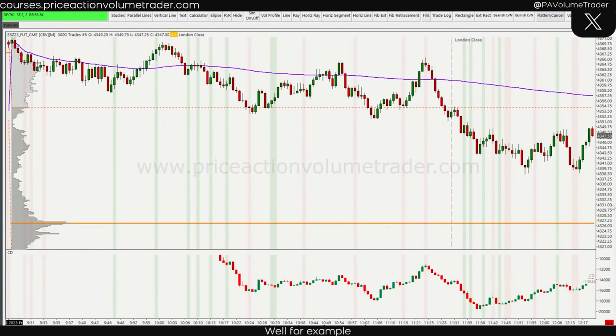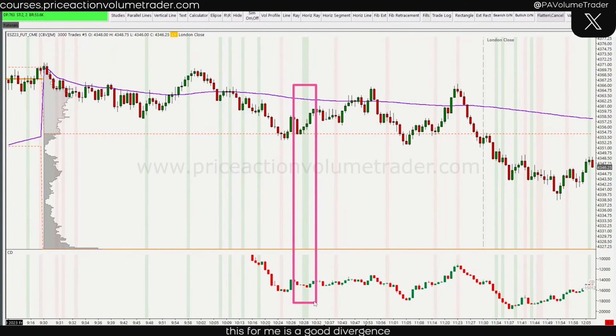Well, for example, this for me is a good divergence because we had price pushing to the lows of the session. We pushed back up, retested, and started pushing up again, making a higher low. And you can see we had 2 consecutive candles where we have red aggressive cumulative delta, and yet price is pushing up. This for me signals that these aggressive traders that think this is just going to continue trending lower are getting absorbed right around these lows here.